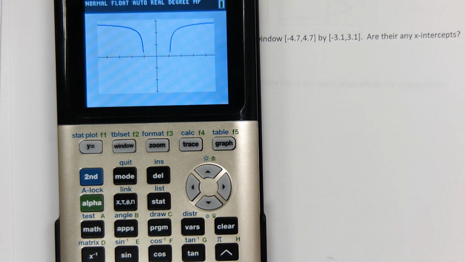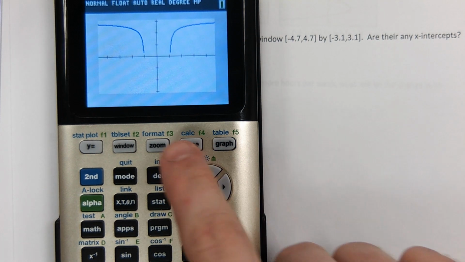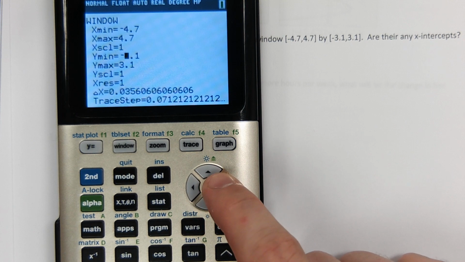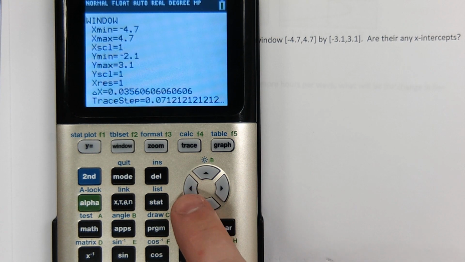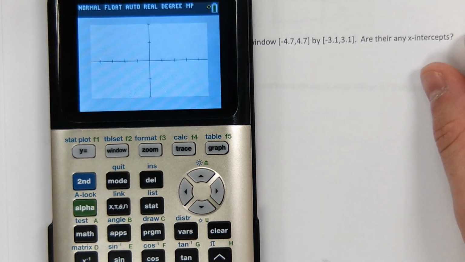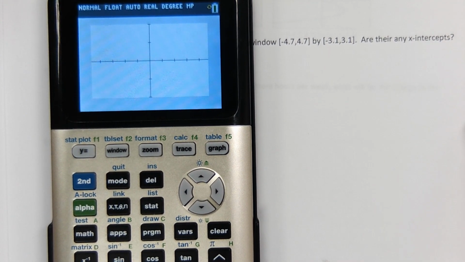So when you zoomed in, though, you basically made all of its x values much, much smaller so it could color in more pixels. Now, zoom in, it didn't really make the graph look very good. I didn't like what it did. So I'm going to go to Window, and my x values are fine. It's these y values that are a problem. I'm going to make them something like -2 to +2. And I should be able to see it cross through the x-axis now.